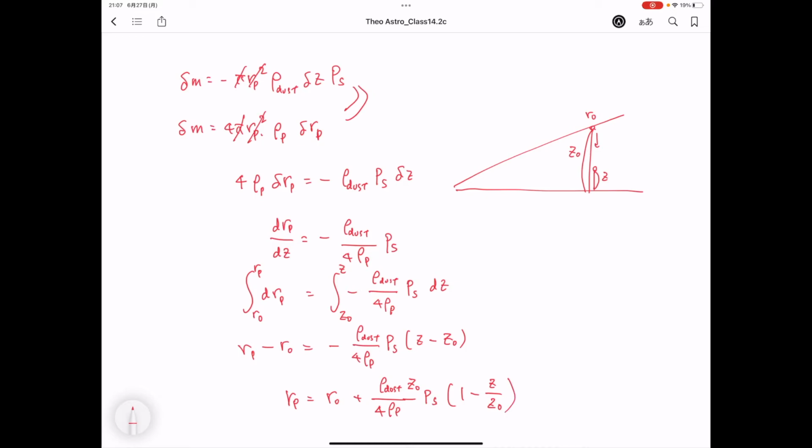We would like to find out the size of the particle at the mid-plane. Rho sub dust times 2 z sub 0 is equal to sigma sub dust, the surface density of the dust particles, and z equals 0. Then it becomes r sub 0 plus sigma sub dust over 8 rho sub p times p sub s.